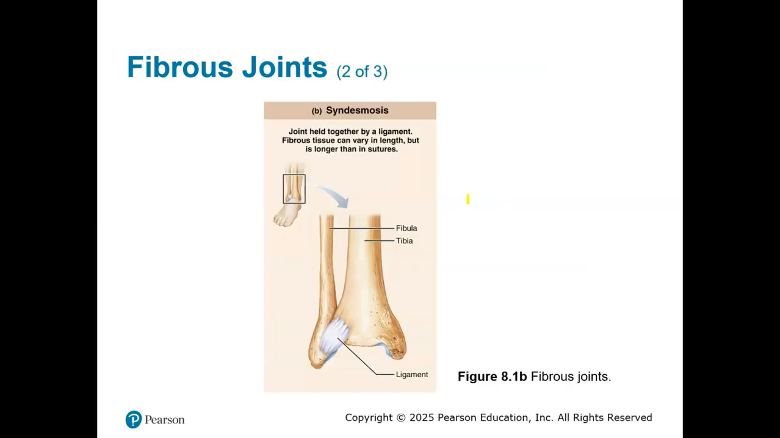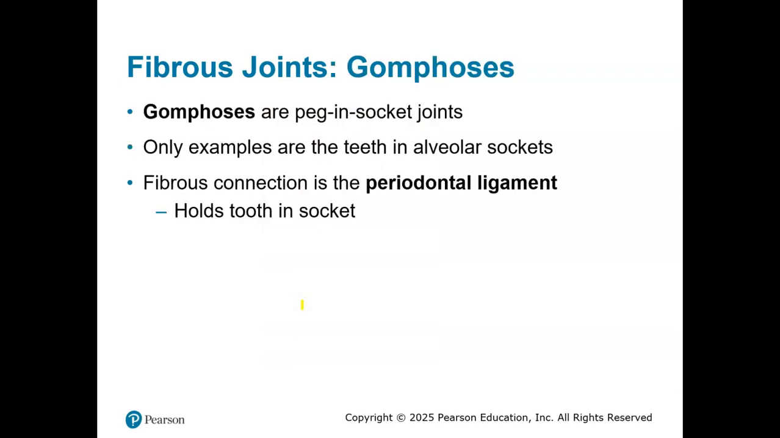A syndesmosis is when the bones are connected by ligaments, and here is an example where you've got the distal end of the tibia and fibula connected by a ligament. So that is a syndesmosis. There's not going to be a lot of movement there, but there's going to be a little bit of movement. So, amphiarthrosis.